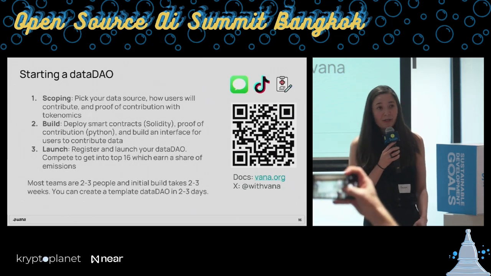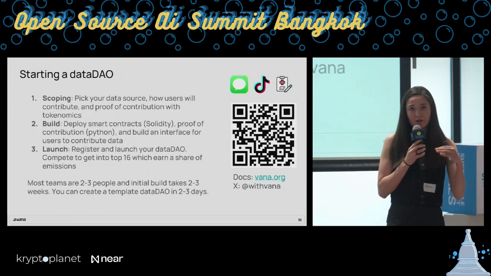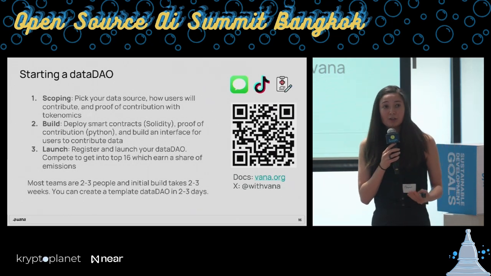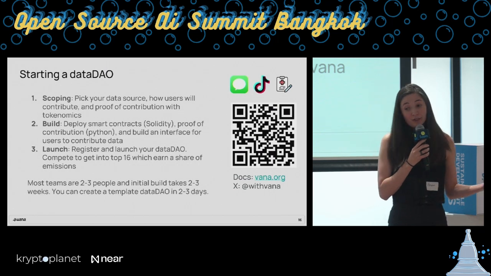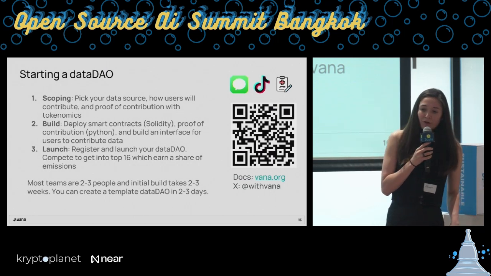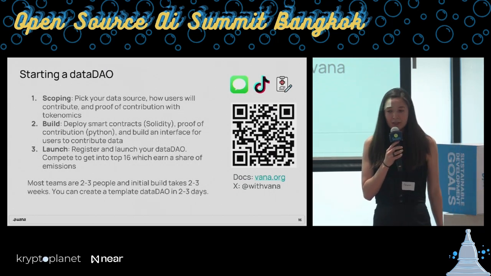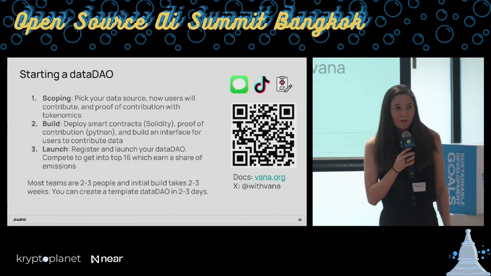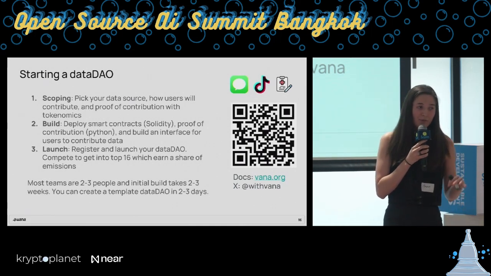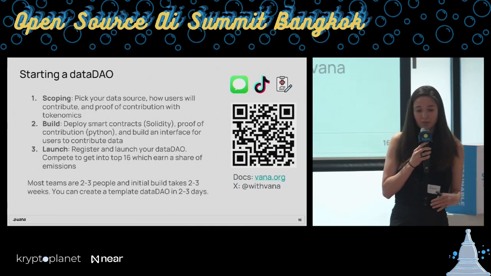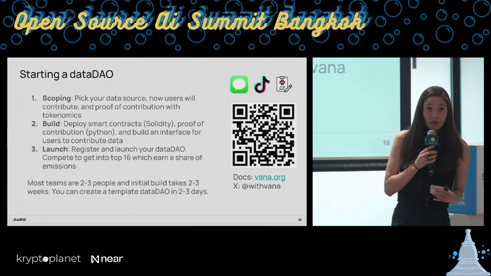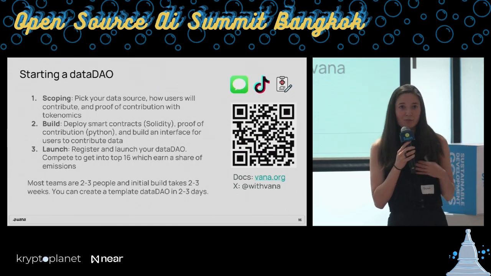So something else I'll mention is that the top 16 data DAOs on Vana's network actually earn a share of emissions because they're onboarding data into the network. Most of the teams are 2 or 3 people, and initial build takes a couple of weeks. We also have an accelerator program right now with 12 data DAOs, and then the next batch is starting in a month or so. If you want to apply, feel free to come talk to me or to Shan.